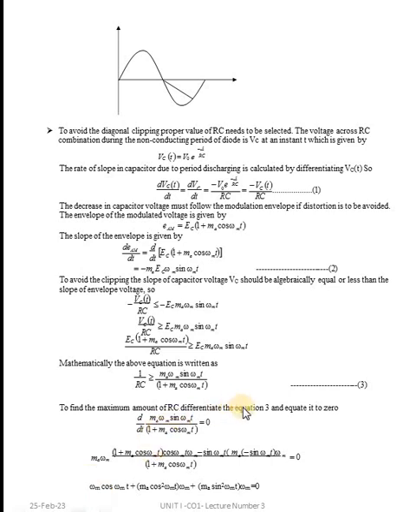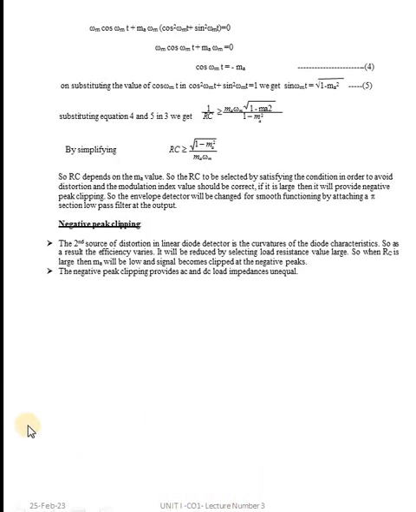To find the maximum amount of RC, differentiate the above equation with respect to t and equate it to 0. So we will get cos omega m t equal to minus ma. On substituting the value of omega m t in this equation, we get RC less than or equal to root of 1 minus ma squared divided by ma into omega m. So we can fix the RC value by choosing the modulation index and modulating frequency in a proper way, and we can avoid diagonal clipping.